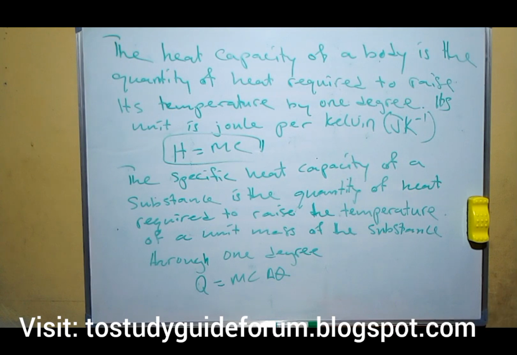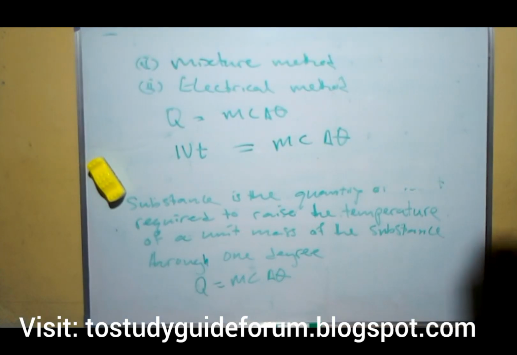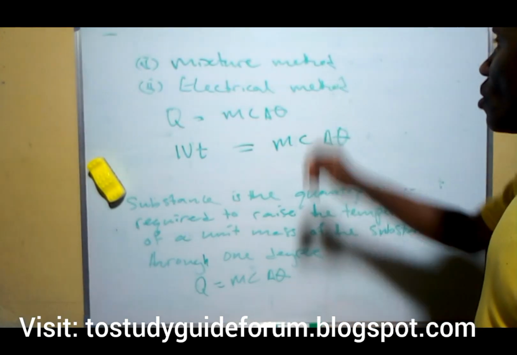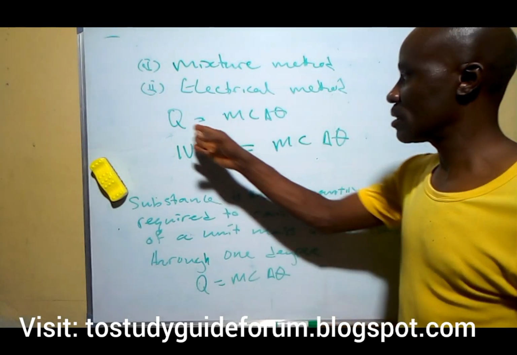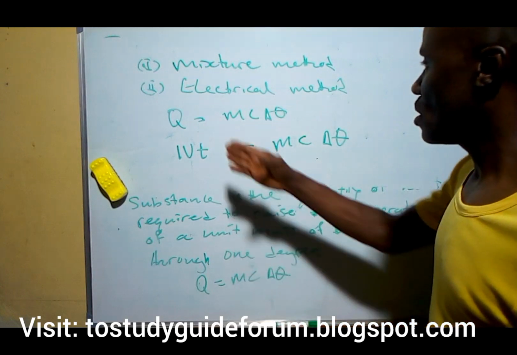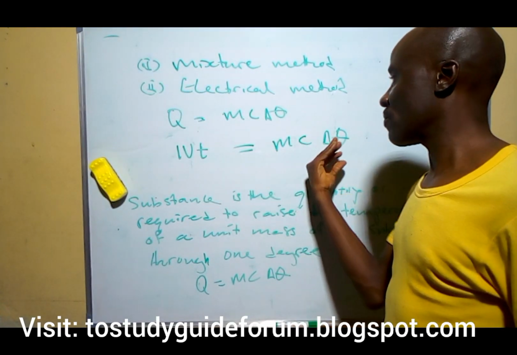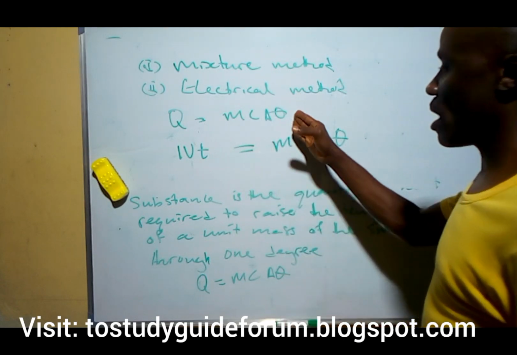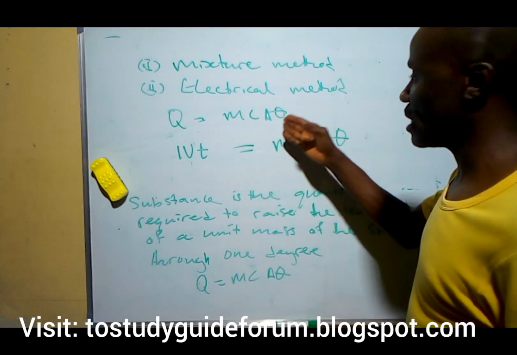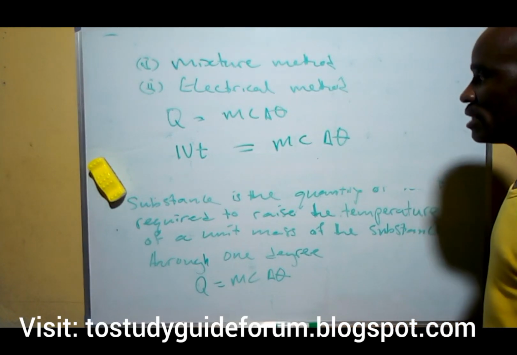And we have about 2 methods of calculating the specific heat capacity. Like I said earlier, we have 2 methods: the mixture method and the electrical method. In the mixture method, a hot metal or hot liquid can be transferred to maybe a cooler one, in order to, at the end of that, consider the rise in temperature. From there we'll be able to calculate the heat capacity.